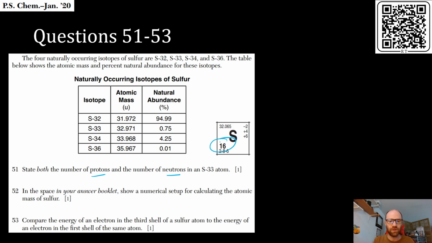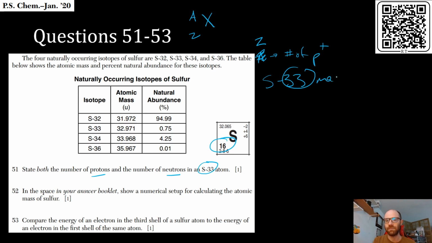So I've copied over S's atomic information from the periodic table. You can see a 16 for the atomic number. So first, the lower number, atomic number, number of protons. Oh, I did that backwards in the last video. Oh, my bad. That should be Z. It's A Z X notation. The number 33 here, when you write it like this, is what we call a mass number.